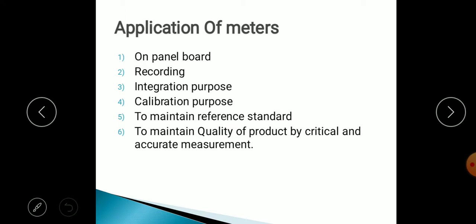Absolute instruments are used for reference standard. Next one is loading effect. It is expected that the original signal shall not be distorted when the element is used for signal sensing or transmission. Also, to maintain quality of product by critical and accurate measurement.